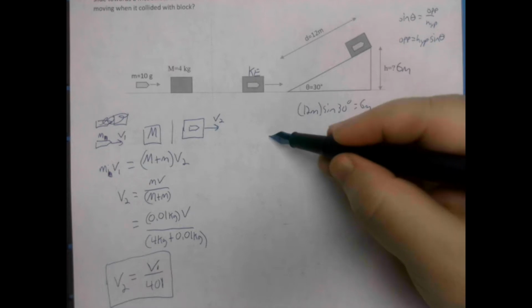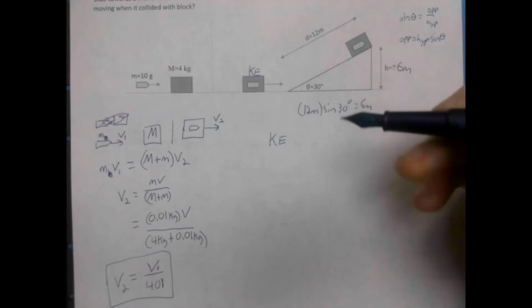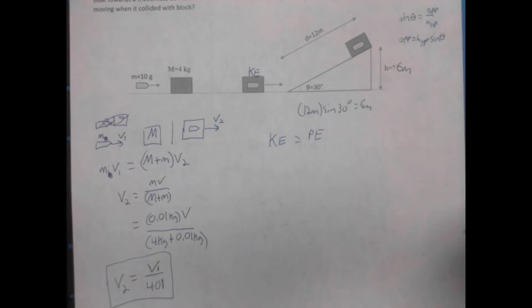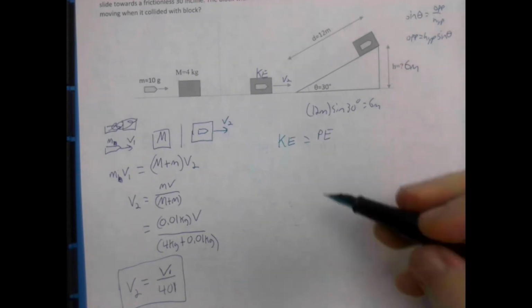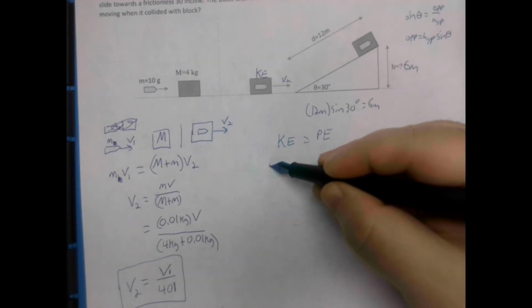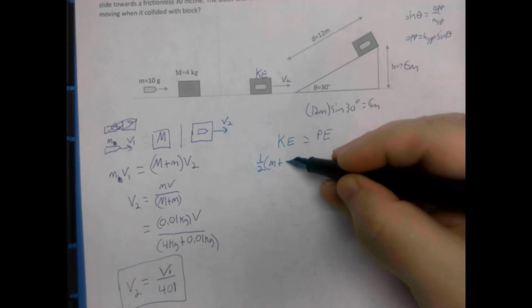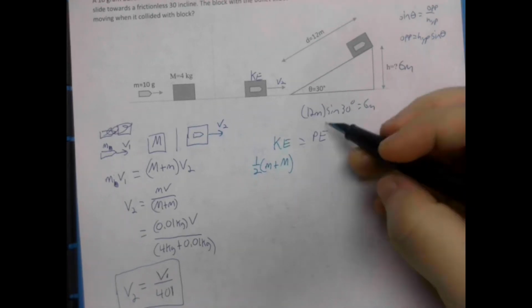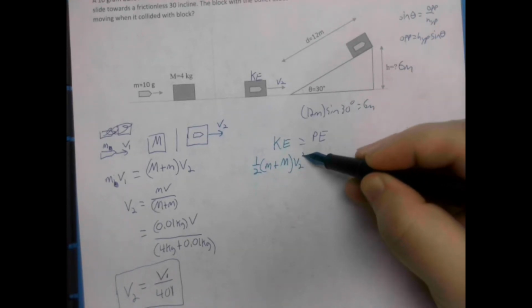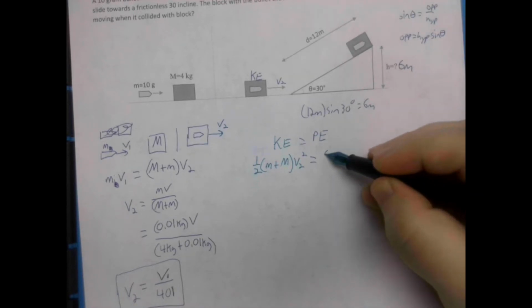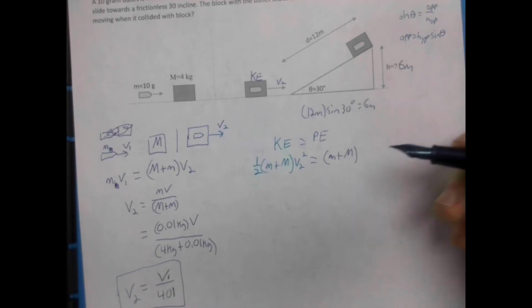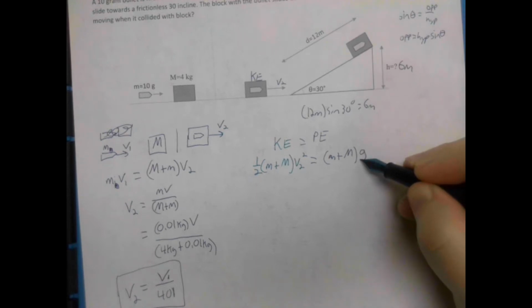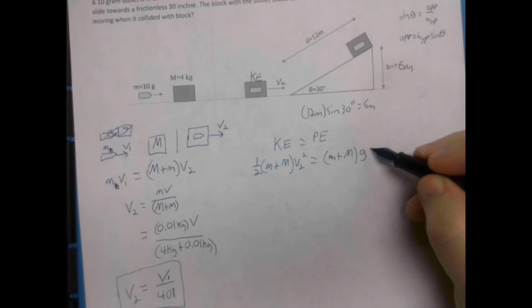So down below, we have only the kinetic energy. That's going to have to equal the potential energy at the end. I'm calling this V2, and it's going to have 0 here. So we have 1/2 times the mass of the bullet plus the mass of the block times the velocity squared. And that's going to have to equal the total mass of the bullet plus the mass of the block times acceleration due to gravity, and then times the height.